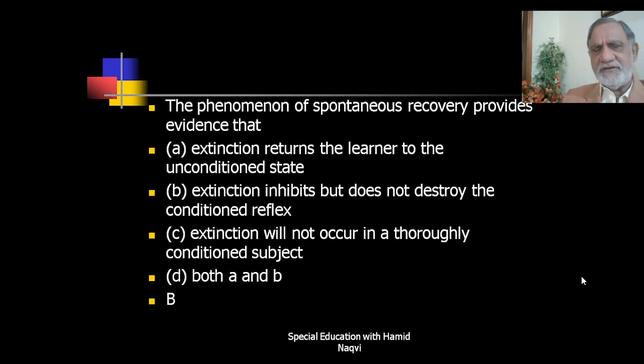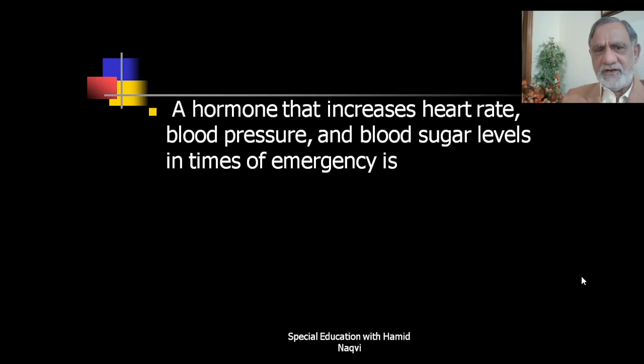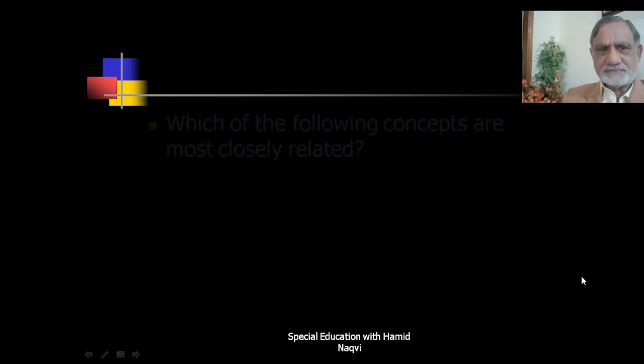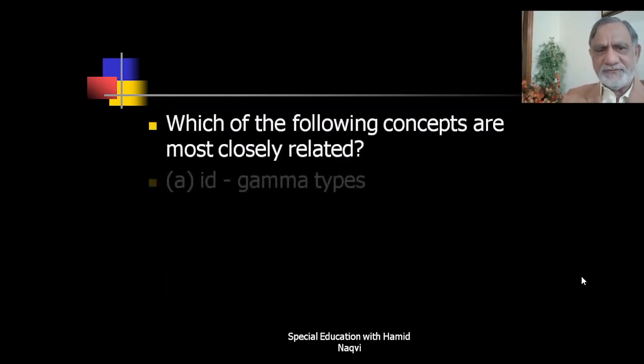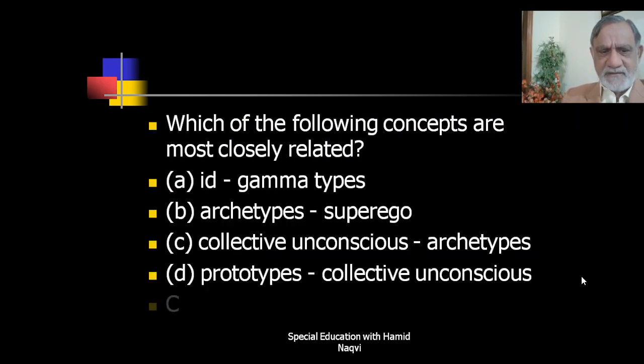Correct one is B, that is extinction inhibits but does not destroy the conditioned reflex. A hormone that increases heart rate, blood pressure, and blood sugar levels in times of emergency is, first one is correct. Which of the following concepts is most closely related? C, collective unconscious, archetypes.